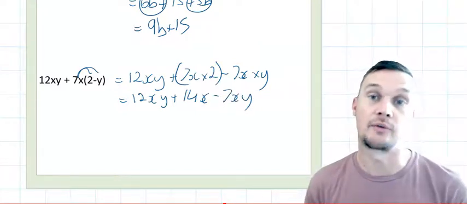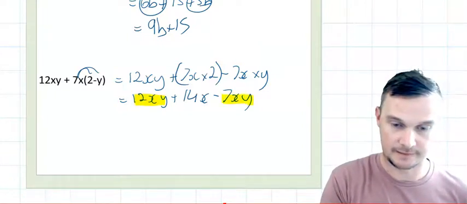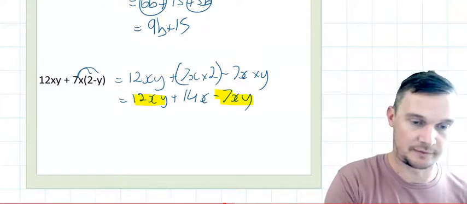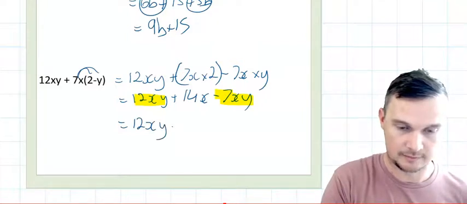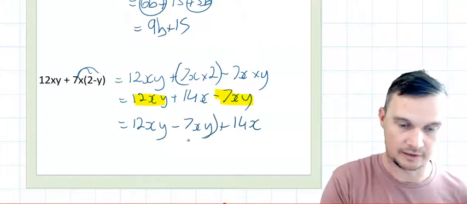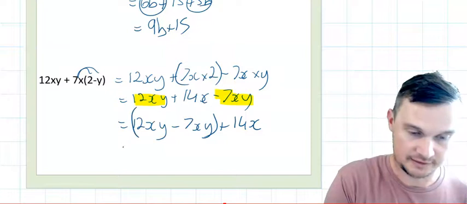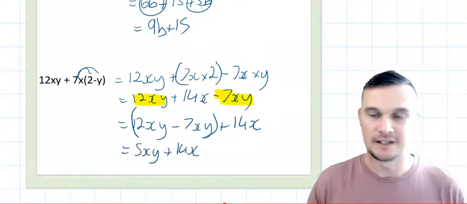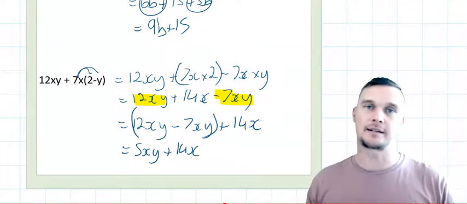So now I can go through and I can look for my like terms, and I can see that I have like terms here. Okay, and I've got a negative. Remember, I want to add that term in, so I'll move them to the front for visuals here. So 12xy minus 7xy plus 14x, and I can combine these because they are like terms. 12 minus 7 gives us 5xy plus 14x.